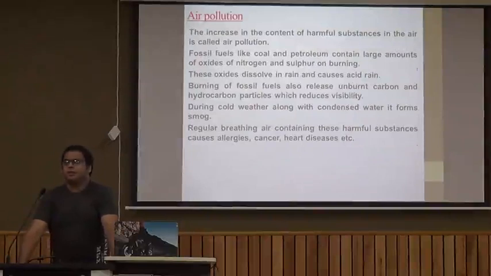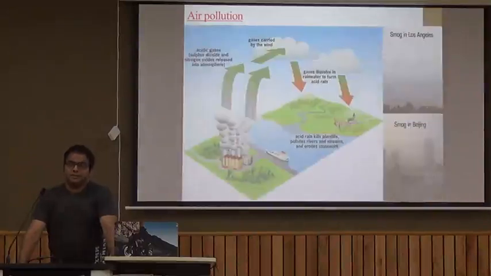Now, what is air pollution? In air pollution, the air gets contaminated with various harmful substances like oxides of nitrogen, sulfur, solid waste produced from factories, and all those other things which cause cancers, heart disease, allergies, all those bad things which can happen to us. Now next source, it is water.